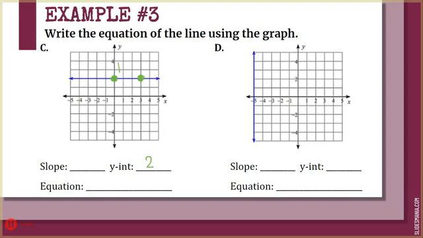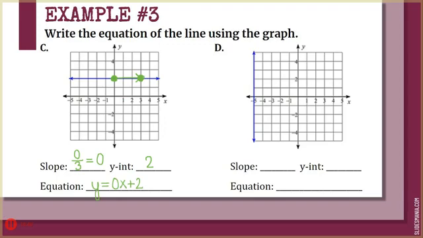So my rise says, do I have to go up or down to get to my next point? And I don't. So what number represents not moving up or down? That would be a 0. So my rise is 0. But in this case, I did have to run. I went over 1, 2, and 3. Well, 0 divided by 3 is just 0. So when I write this, I get y equals 0x plus 2.